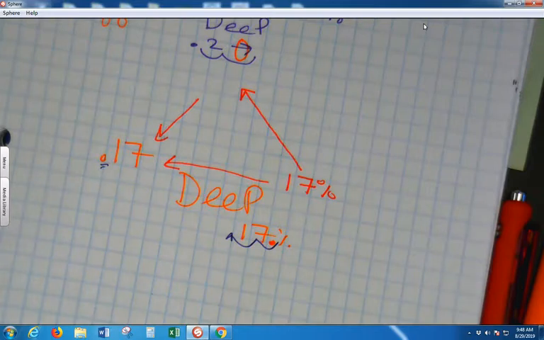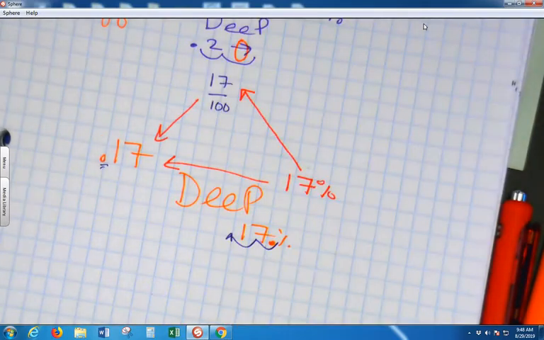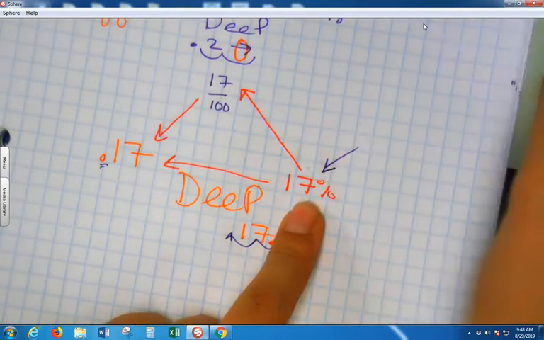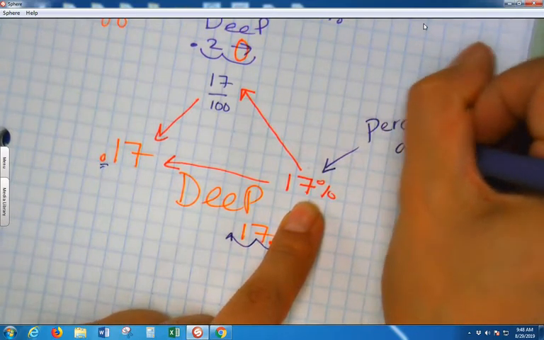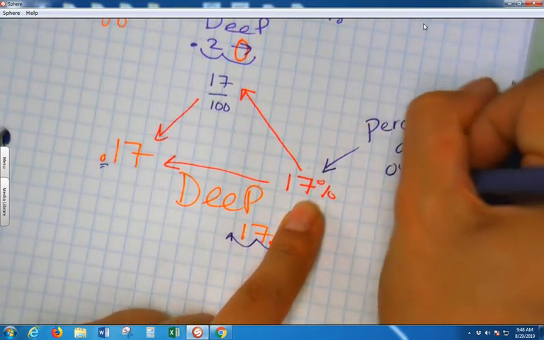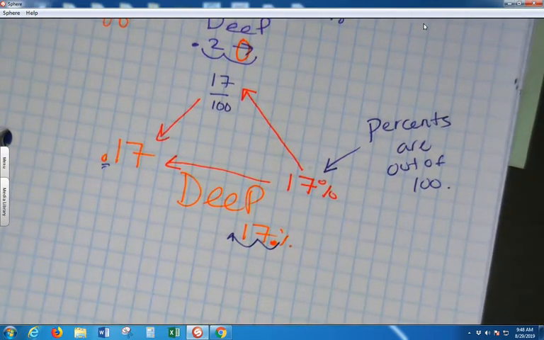Very good. Right? Because, let's write this down. Percents are out of 100.